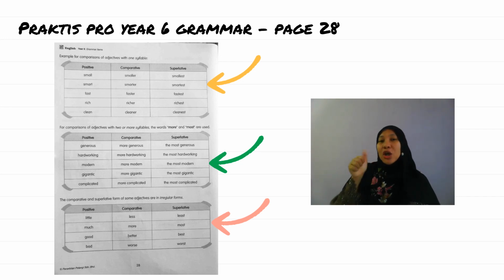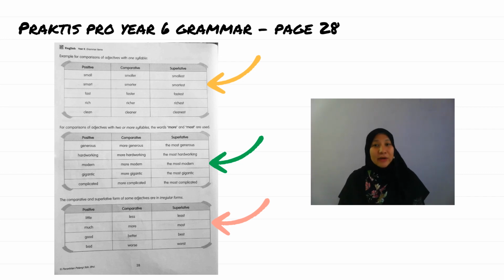Another example, complicated. It's supposed to be two or more syllables. So for comparative, add the word more in front of the word. It will be more complicated. And as for superlative, add the words the most in front of complicated. And it will become the most complicated.